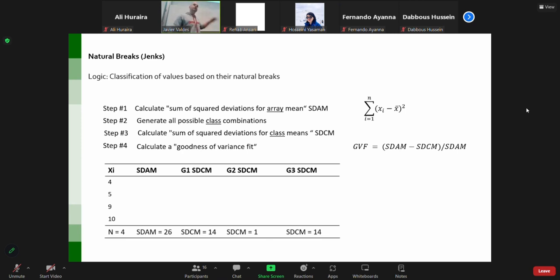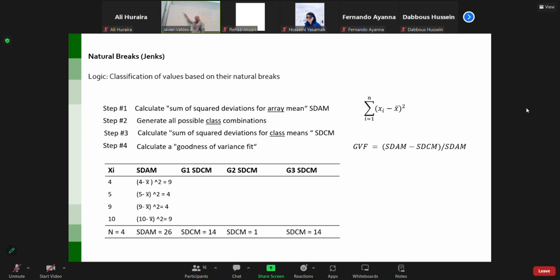Did you complete the table? Is this what you have? Okay, perfect. So SD is the sum of square deviation from the array mean. Deviation from the array, the whole data set, mean. It is the name of the thing. I mean, it's not rocket science. Do you understand this now?